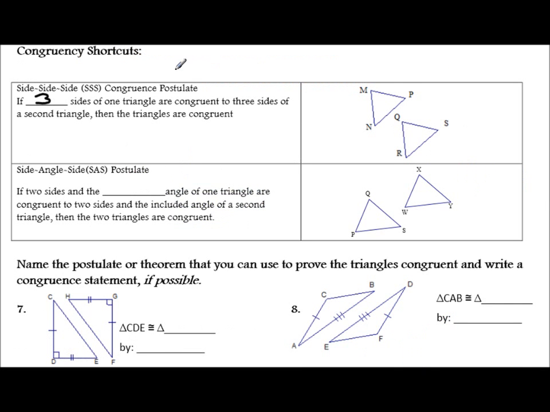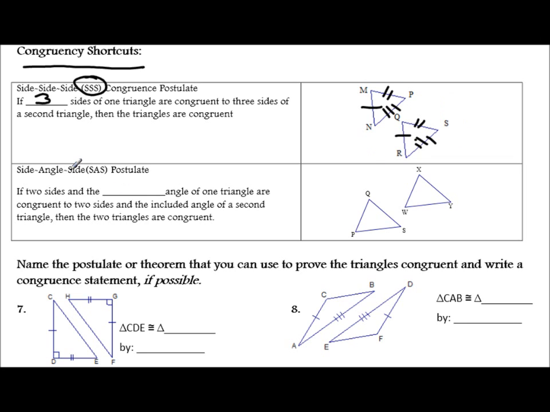Okay, so getting back to congruent triangles, triangles that have the same size and shape. Instead of measuring all the sides and all the angles to see if they're congruent, we have what are called congruency shortcuts. The first one is the SSS, the side-side-side congruence postulate. It says that if 3 sides of one triangle are congruent to 3 sides of a second triangle, then we know the triangles are congruent. So you'll see something like this: MN congruent to QR, MP congruent to QS, and NP congruent to RS. So you have 3 sides in one triangle congruent to 3 sides in the other.